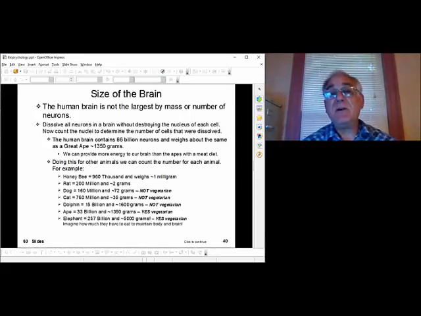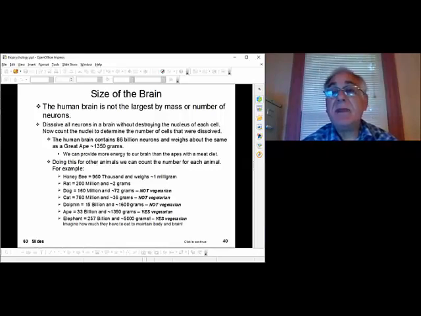What we can do to determine how many brain cells are in a brain is, of course, the brain has to be dead. We can take an animal's brain and take away all of the cellular material except for the nucleus. We can dissolve the neurons and all the material associated with it except for the nucleus. Then we can count how many nuclei there are left over, and that's how many brain cells there were. And that's how we know that we have 86 billion of them.